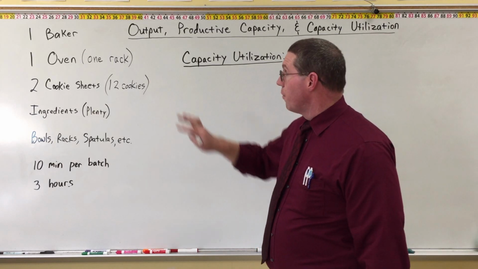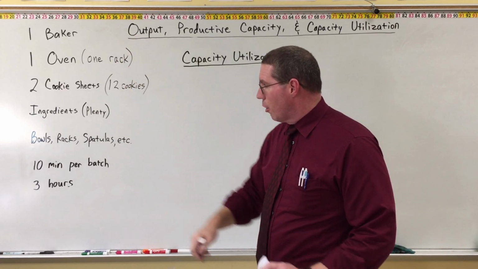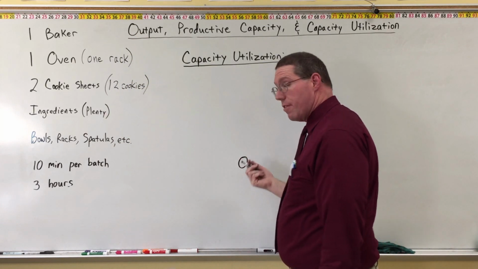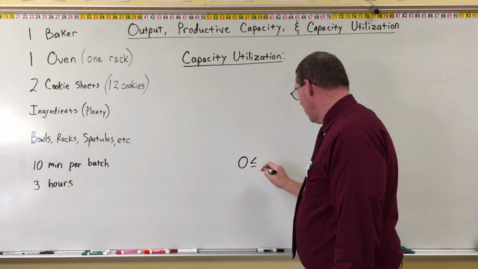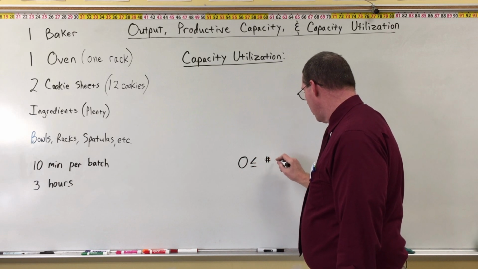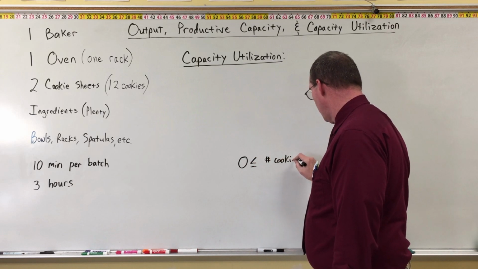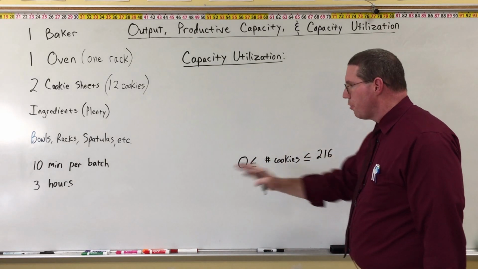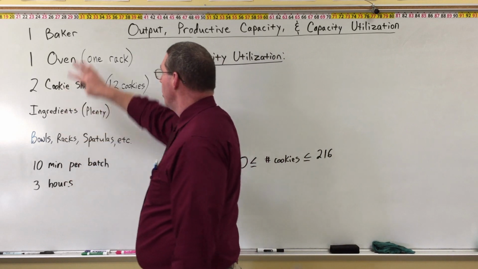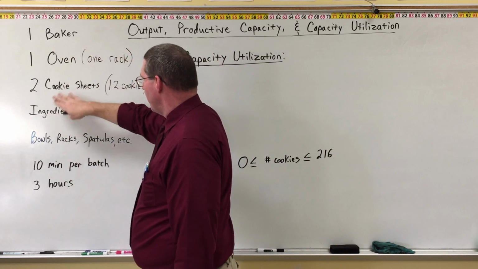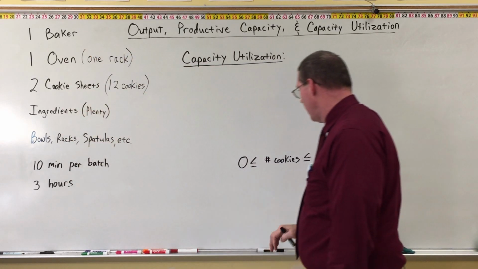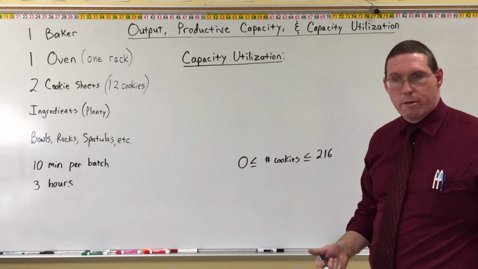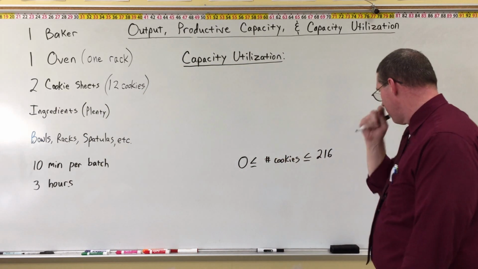All right, so let's go over to our example here with the baker. What we said previously is that the minimum amount of cookies that can be made is 0, okay? And the number of cookies is less than or equal to 216. In 3 hours at 10 minutes per batch, we know that the baker with 1 oven and 2 cookie sheets and all the ingredients they need can make somewhere between 0 cookies and 216 cookies. This is the fewest, this is the most, okay?